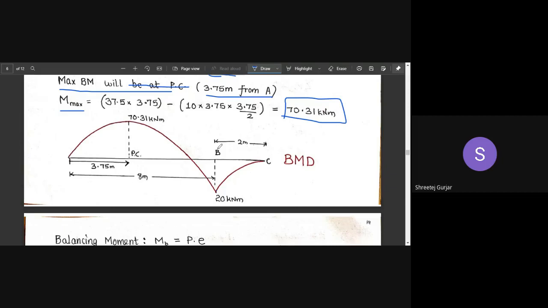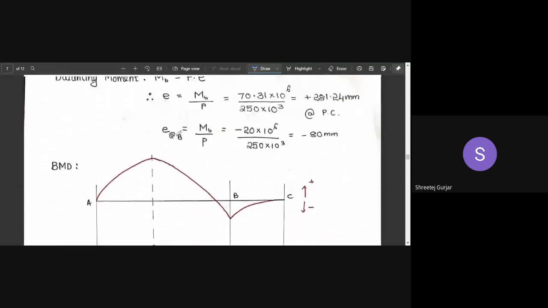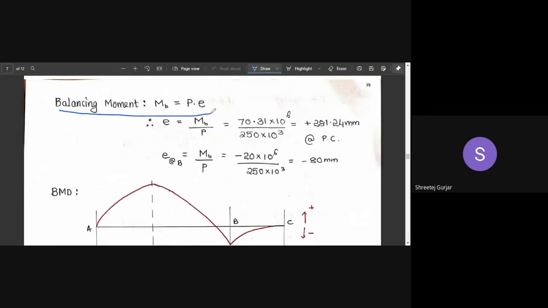Okay, so next thing what we need to do after bending moment calculation is we need to calculate all the eccentricities. So we know the balancing moment is P into E. Okay, balancing moment, you remember, MB is equal to P into E. So what is E equal to? E is equal to M by P. Okay, M by P.